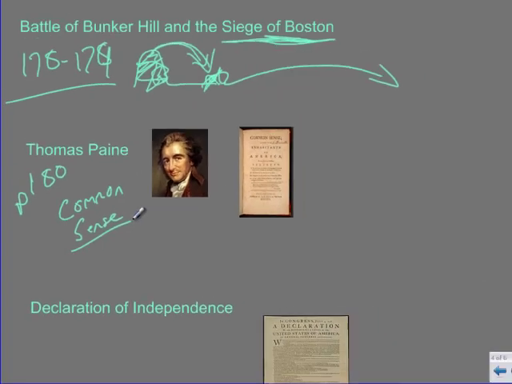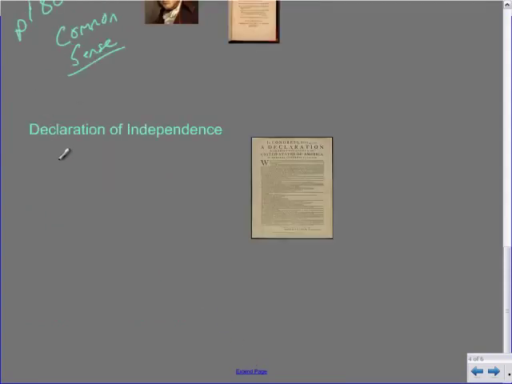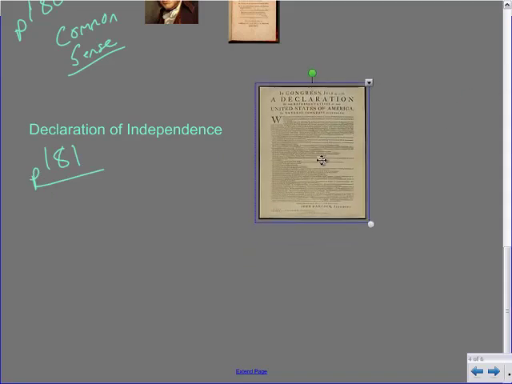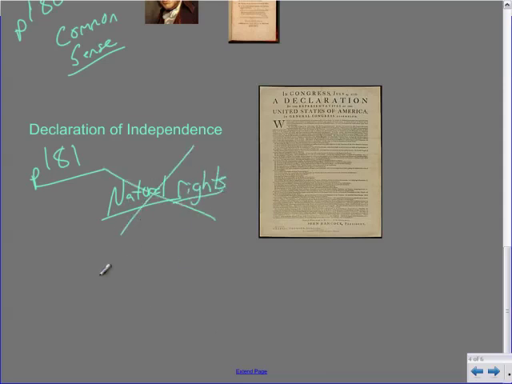So, with that being written, more people kind of back the idea of breaking away, and then the Second Continental Congress gets together and they write the Declaration of Independence, which is on page 181. It's written by Thomas Jefferson, and the Declaration of Independence, like we talked about a little bit earlier in the study guide, is focusing on those natural rights, and if the government is not protecting those rights, then you need to put in a new government, and if that government doesn't protect your rights, get rid of that one and put in a different one.